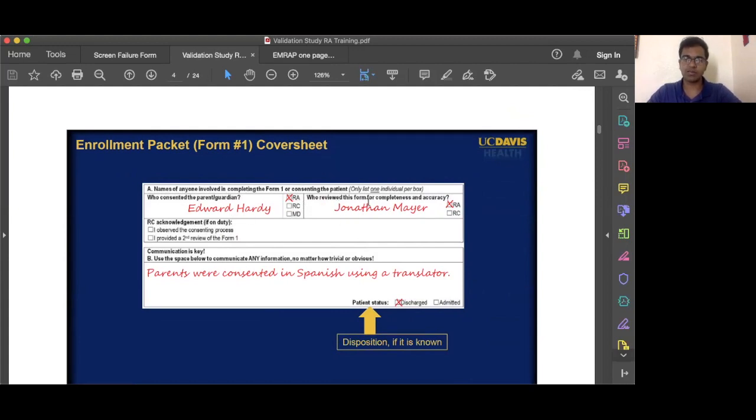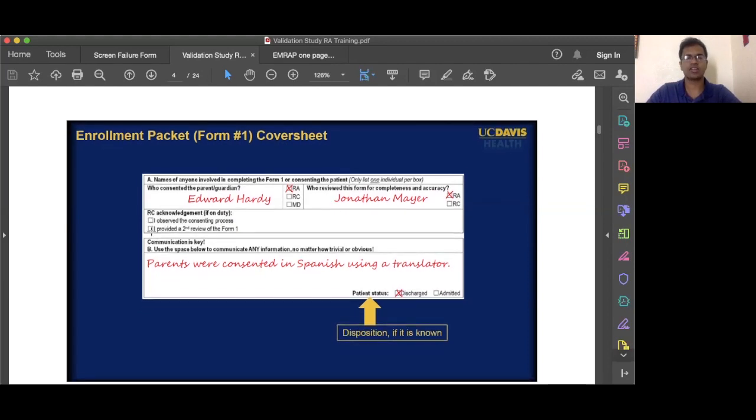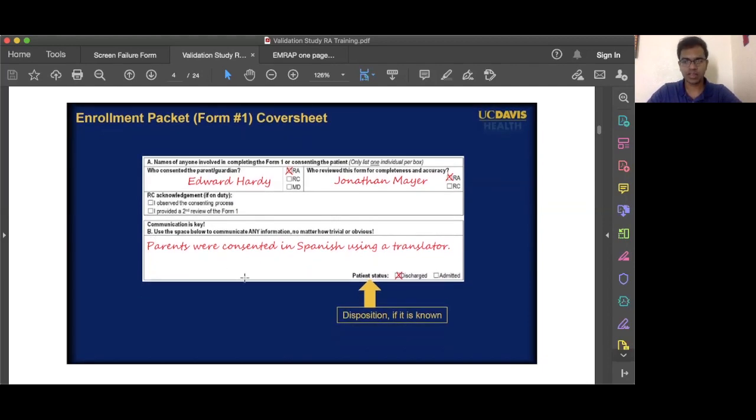And this would be who reviewed this form for completeness and accuracy. It can either be an RC or another RA. And right below it is RC acknowledgement. So if there's an RC on duty, then you would want to hand them the form and just have them look through it. And this box right here is for any kind of communication.